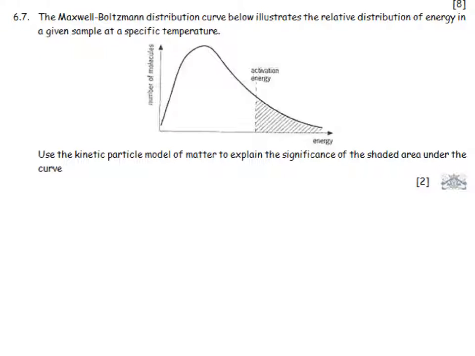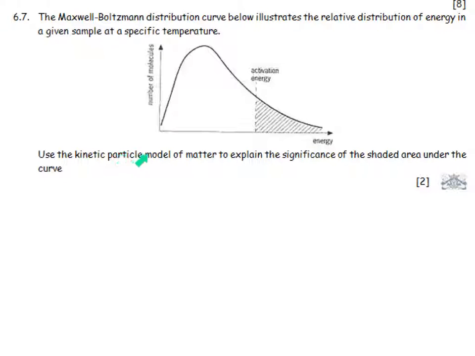We've now got a Maxwell-Boltzmann distribution curve over here. You do need to know these, and it illustrates the relative distribution in energy, so it's the amount of energy in a given sample at a specific temperature. Read the axes: number of molecules with a certain amount of energy. So lots of molecules have got little energy, few molecules have got a big amount of energy.